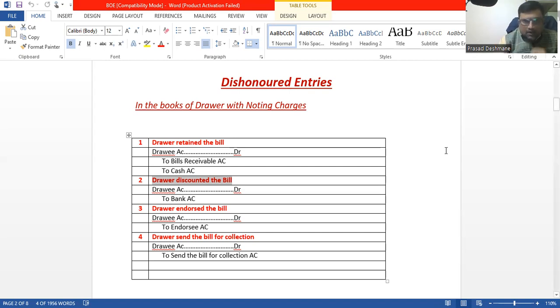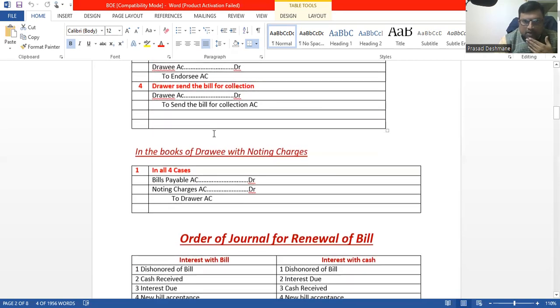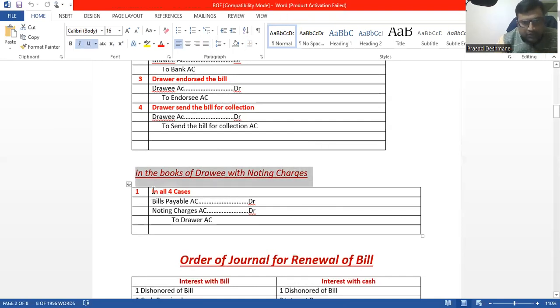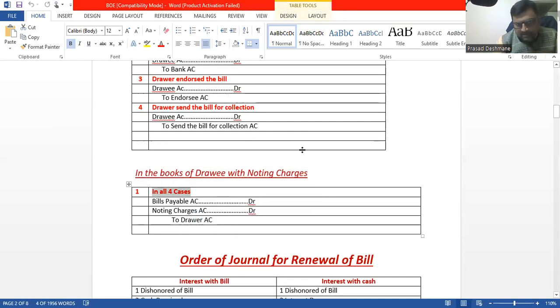Right? Now, this is in the books of the drawer. Now, in the books of the drawee, with noting charges, I mentioned here all four cases. It doesn't matter what the case is, endorsed, discounted, retained, it doesn't matter. In all four cases, only one journal entry is passed, which is: BP account debit, noting charges account debit, to drawer.